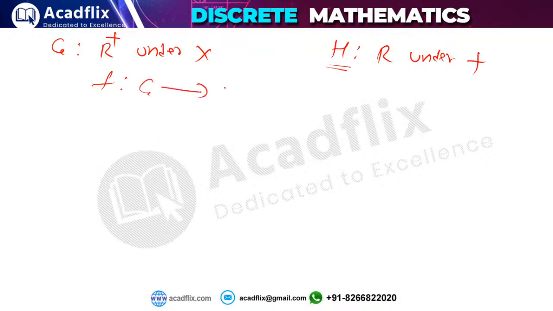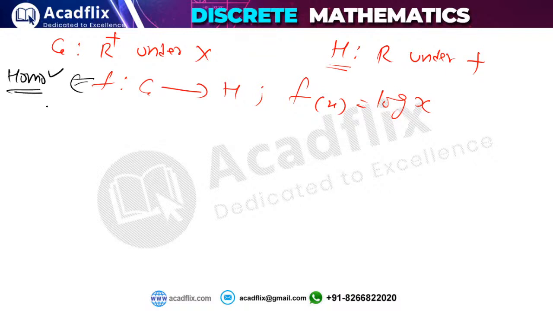We have already seen this example. Our group G was R plus under multiplication, and our group H was R under addition. We defined a function from G to H. This function was f(x) is equal to log x. We have solved this question already. You remember, this was our third example of homomorphism. So this f is definitely a homomorphism. We have already seen this.